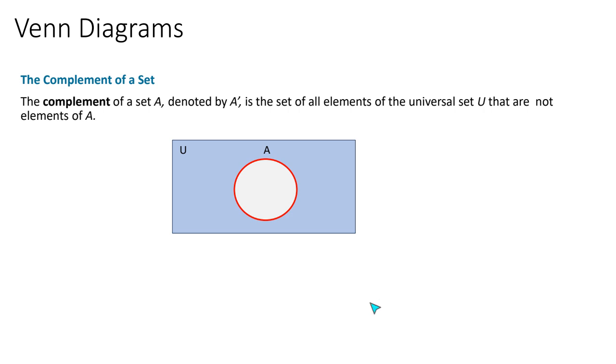And then also, just to review from last time, set A is considered a subset of set U. Since everything in A is inside of U, then A is a subset of U.